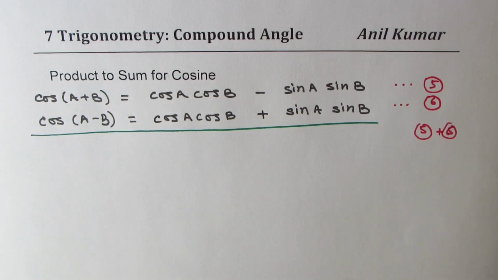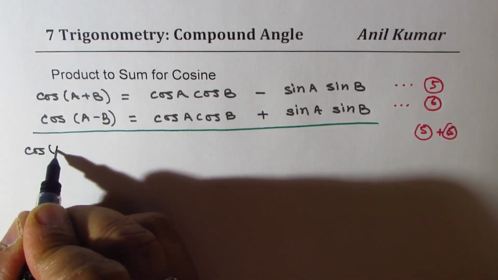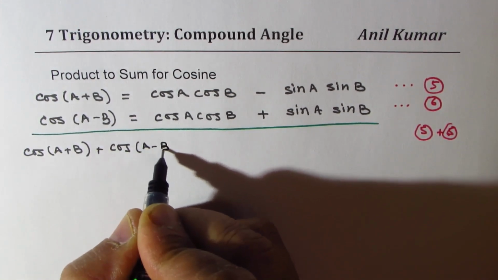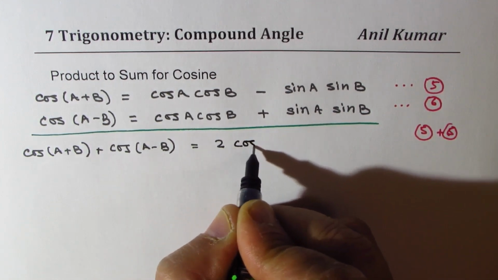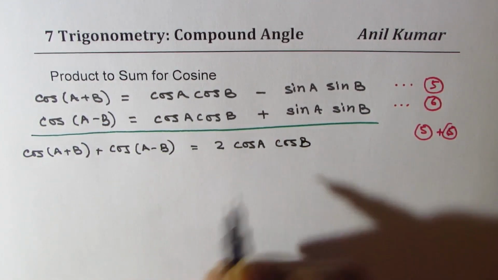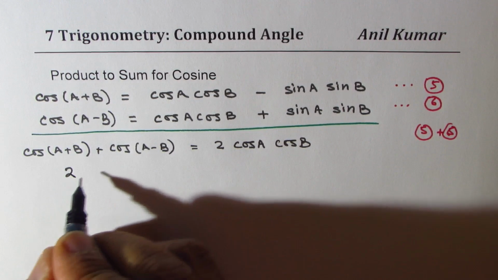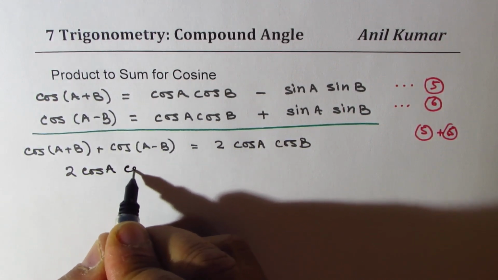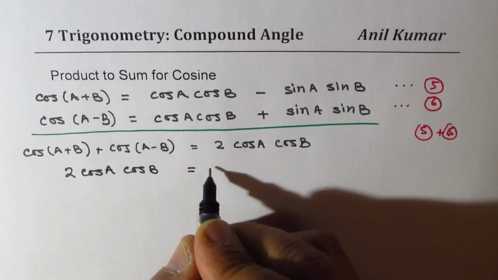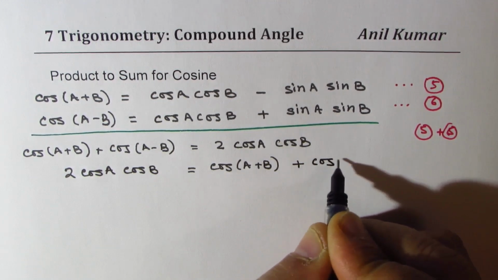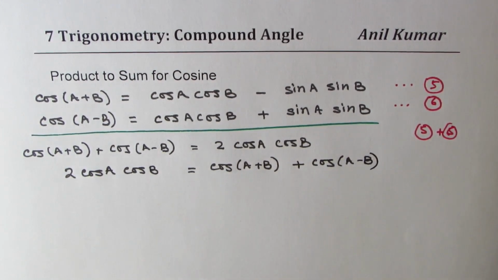Those terms cancel out. So we get cos(a+b) + cos(a-b) is equal to twice cos a cos b, right? So we do get a product in some form. That is the product, which is 2 cos a cos b equals cos(a+b) + cos(a-b). Perfect.